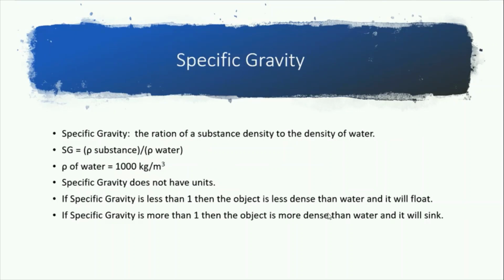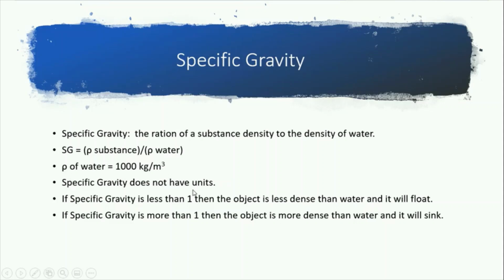Okay, so here's the idea. The next little concept we're going to hit is called specific gravity. It's the ratio of a substance's density to the density of water. So the density of the substance divided by the density of water. The density of water is always 1,000 kilograms per meter cubed. Specific gravity is not going to have any units.